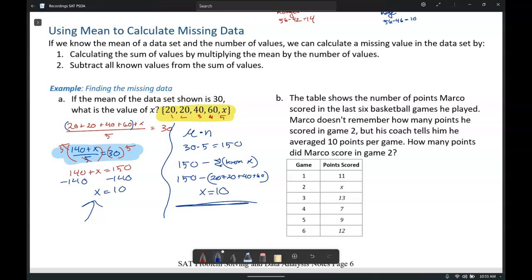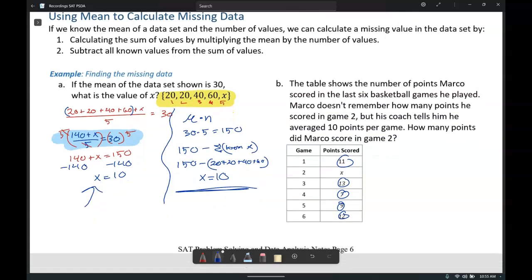So it's the same idea. We want to add up all of these data points, and when we do, we get a sum of 52. We know that x plus 52 divided by the number of data points, 6 games, has to equal his mean. So we multiply the mean by the number of games, 10 times 6 equals 60. Subtract 52, and x equals 8. So in Game 2, he scored 8 points.